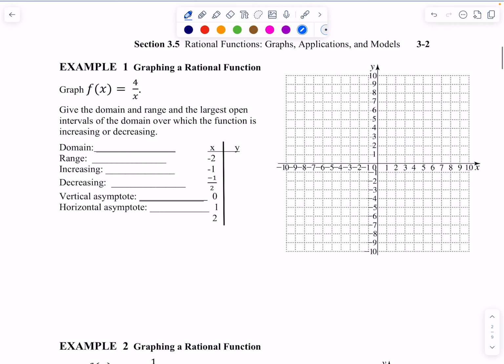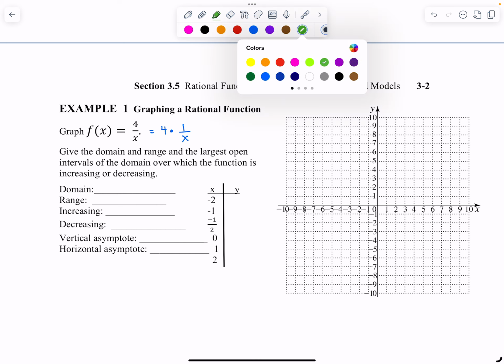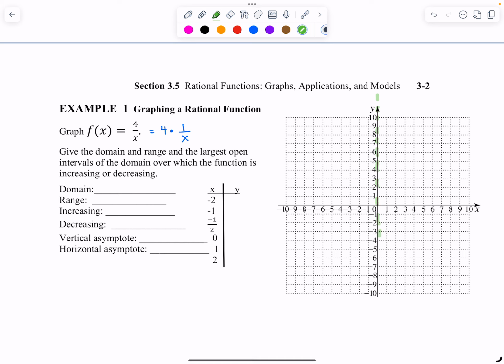Notice this one is very similar to my reciprocal function, except I've got a 4 on top. So you can think of that as 4 times my reciprocal function. If I graph those, I'm going to have essentially the same thing in that my asymptote is going to be at 0, my vertical asymptote. So I'm going to go ahead and draw that.